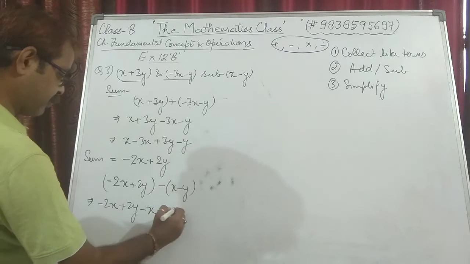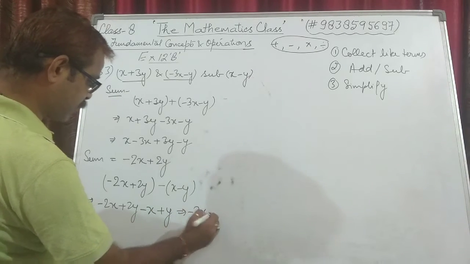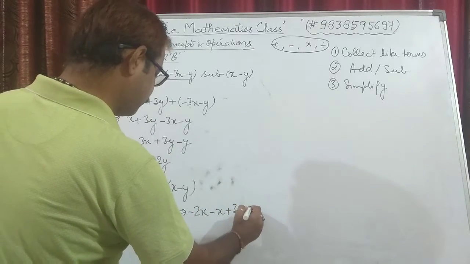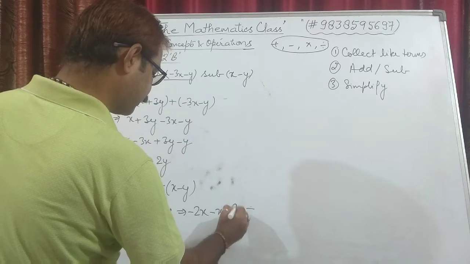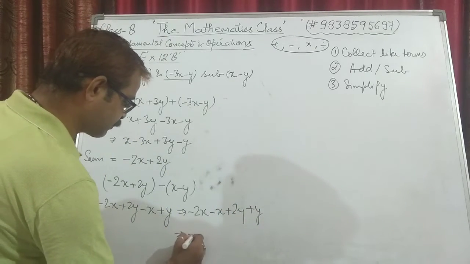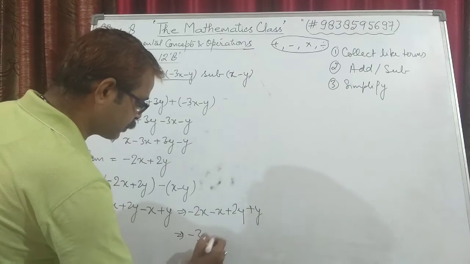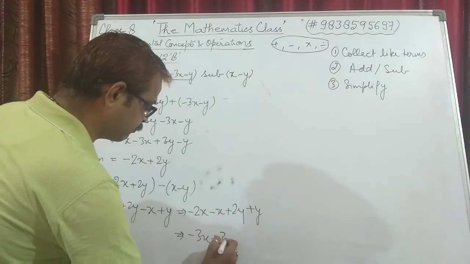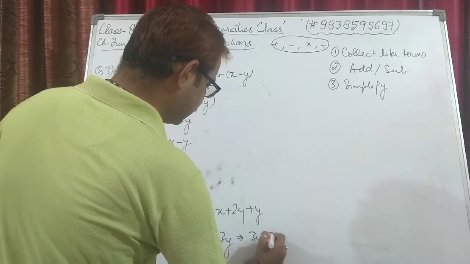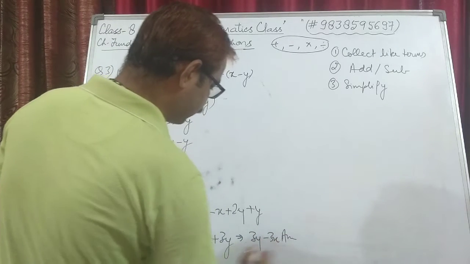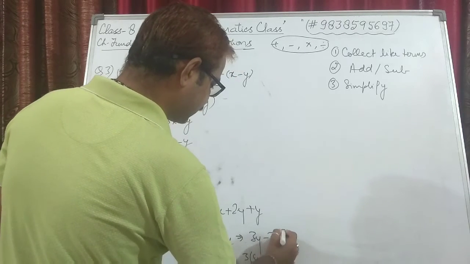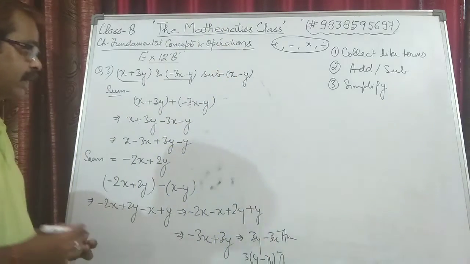Now when we take the like terms, it will be minus 2x and minus x, plus 2y and plus y. So minus 2x and minus x will become minus 3x, and plus 2y plus y will become plus 3y. So the final answer can be written in the form of 3y minus 3x, or we can take 3 common and write it as 3 times y minus x. Either this or this can be the right answer. Both of them are correct.